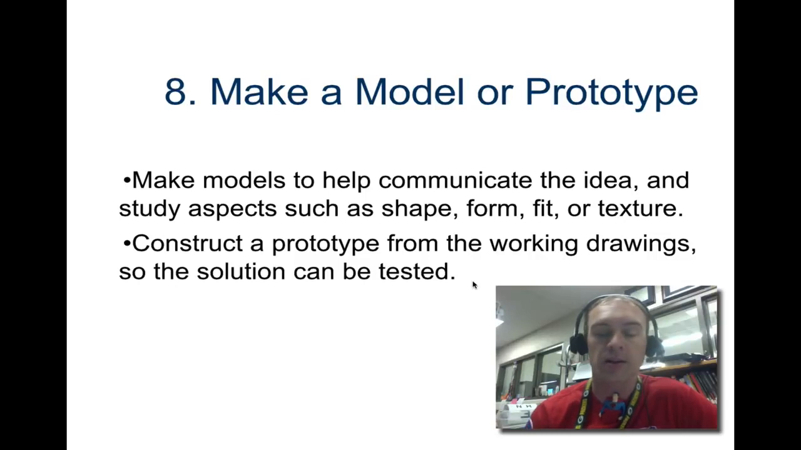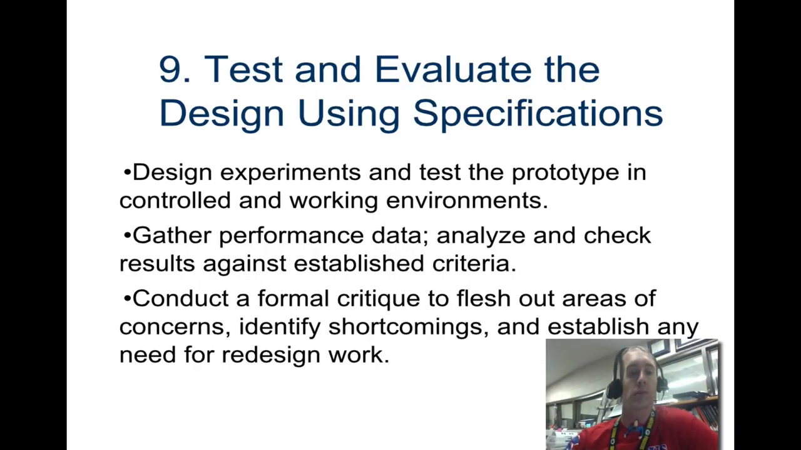So your VEX model was generally kind of like a prototype. It wasn't really a finished thing because it wasn't part of a larger system. So that first thing that you made was really most like a prototype. Then we test and evaluate the design using specs. The design experiments and test the prototype in controlled and working environments. You test it out first in a lab, a controlled environment, make sure it works there. Then you test it out in the field where it's supposed to be working, and see if there's any other conditions you didn't consider. Gather performance data, analyze and check the results against established criteria, and then conduct a formal critique to flesh out areas of concerns, identify shortcomings, and establish any need for redesign.